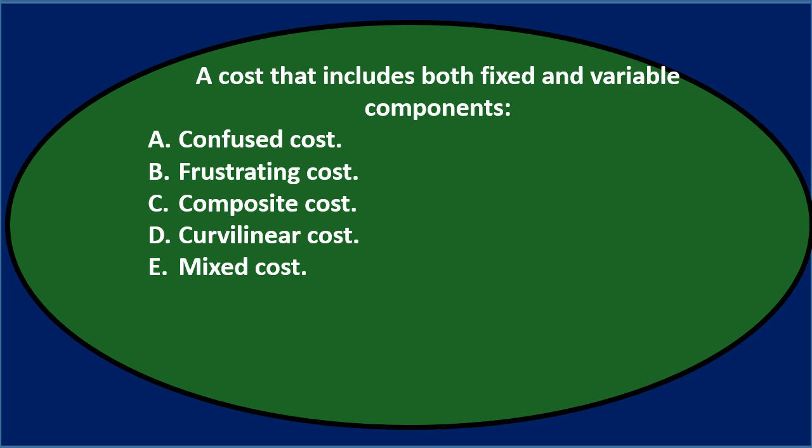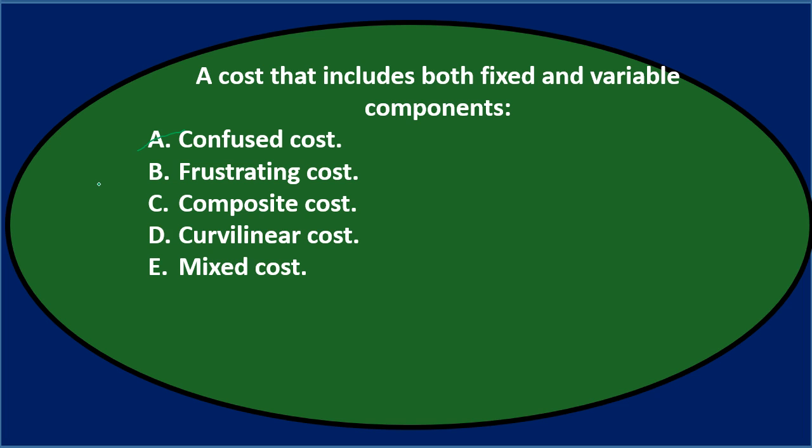First question, a cost that includes both fixed and variable components: A, confused cost; B, frustrating cost; C, composite cost; D, curvilinear cost; and E, mixed cost. We'll go through this again and use the process of elimination. A cost that includes both fixed and variable components. A confused cost. It's kind of a confusing term. Doesn't sound like a term that we would typically use. I'm going to cross that out.